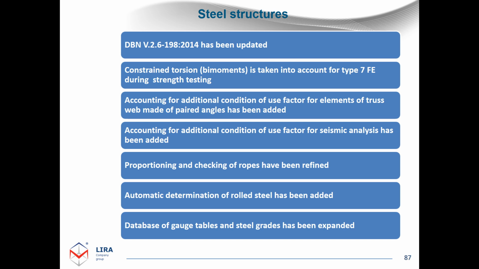Proportioning and checking of ropes has been refined. Also, we've implemented automatic determination of rolled steel type. Now you don't have to specify the type of rolled steel manually. And the last, we've also expanded the database of steel gauges and steel grades.